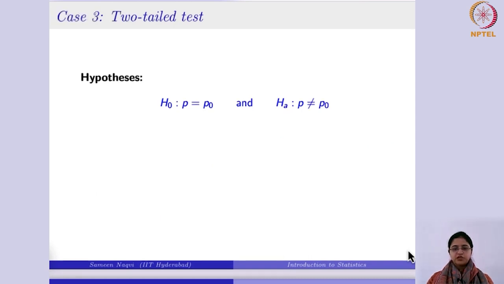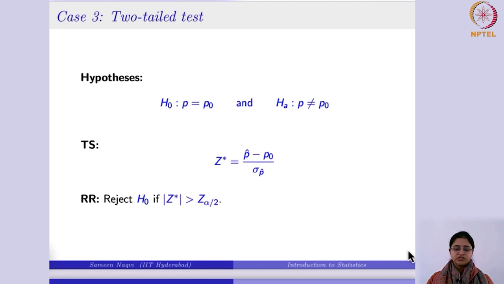Finally, you will have the two-tailed test. The test statistic would remain the same. And here also, since it is two-tailed, you can have negative and positive values on either side, or you can say that there will be two extremes. So you compare the absolute value with the z value alpha by 2. In the two tails, you will have alpha by 2, because alpha is the total area and it gets divided into two halves.